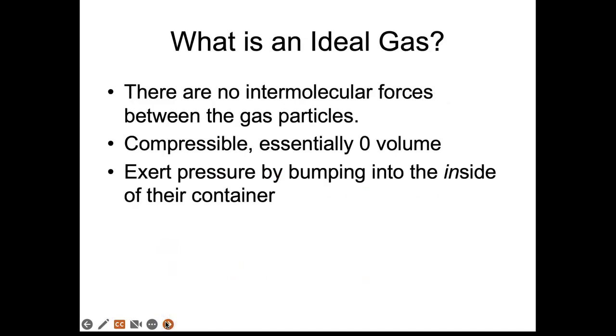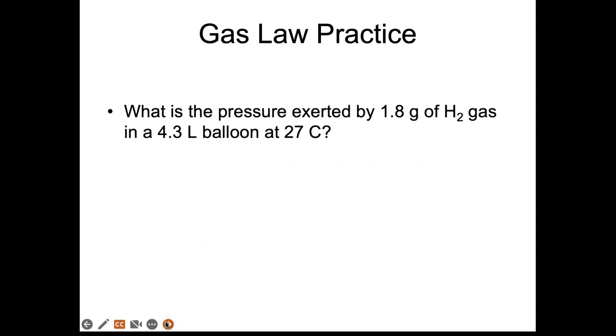Again, what is an ideal gas? An ideal gas is one that has virtually no intermolecular forces. Those particles of the gas, they're very tiny. There should be small spaces in between them, and there's virtually no attraction between those particles. They're compressible, almost to zero volume, and they exert pressure by bumping into the sides of their container. And there, of course, is our ideal gas law.